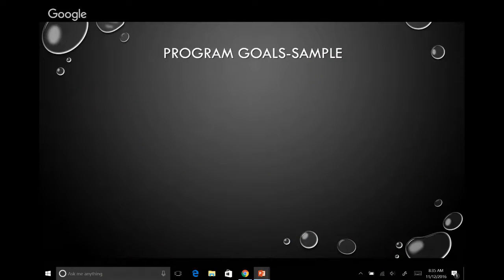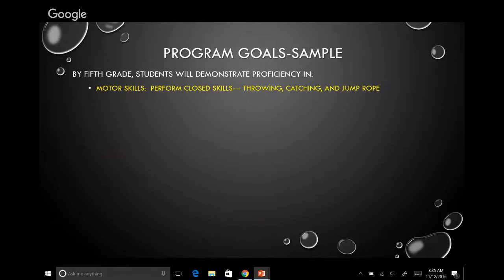So I'm going to take you through an example of a district that decided on their program goals, which would be their need to know content standards, and some of the rationale behind their thinking. So in the 5th grade, their students will demonstrate proficiency in, and they chose throwing, catching, and jump rope as what they're going to capture evidence of learning. And the reason they chose that was because they're foundational for other skills.